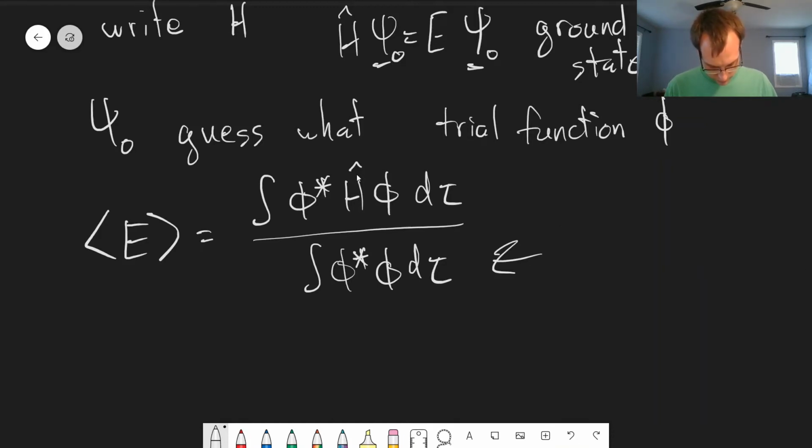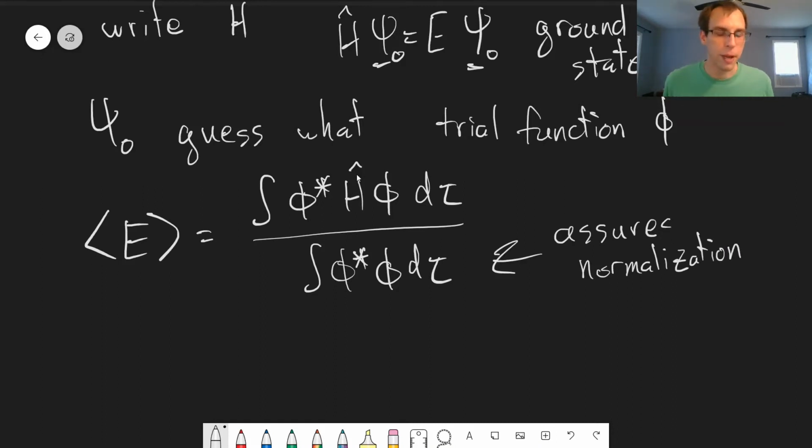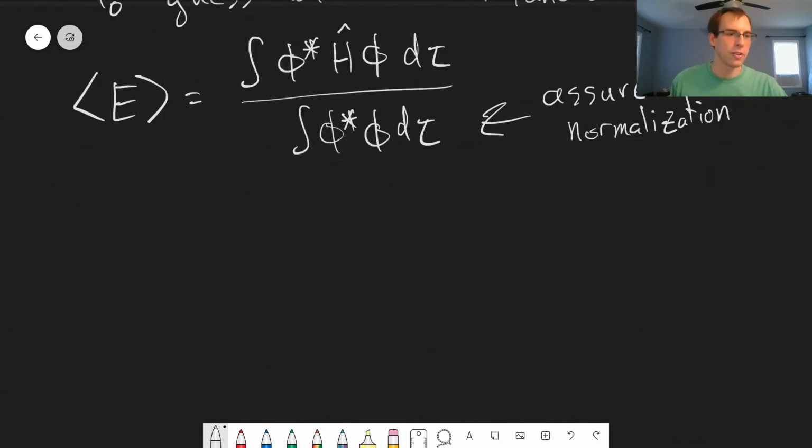So I guess what I'll say is this assures normalization. So if your trial function is already normalized, this integral on the bottom is just 1, right? It's not a problem. So that'll give you some energy, but you don't really know if that's a good energy, if it's close to what the real energy is. And so there is a principle called the variational principle that underlies this whole thing. We won't prove this. If you want to prove it, proofs are out there, and you can work through it yourself, but we're not going to go through it in this class.